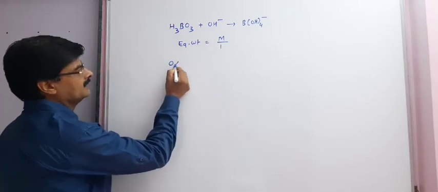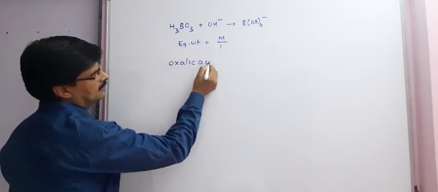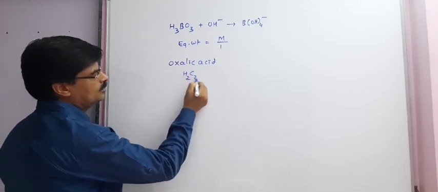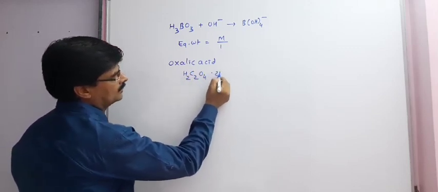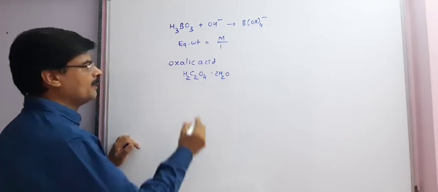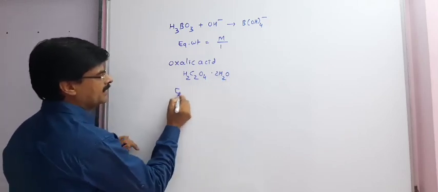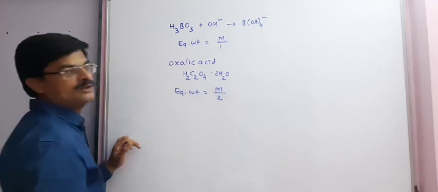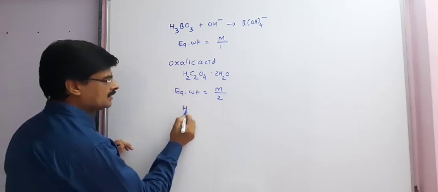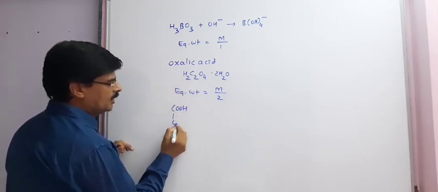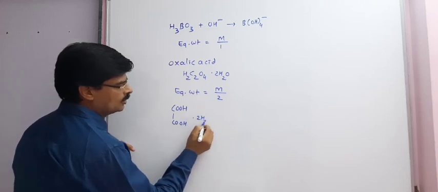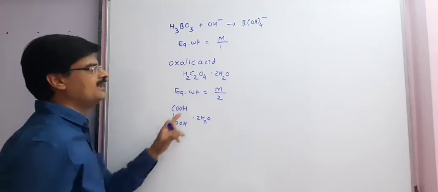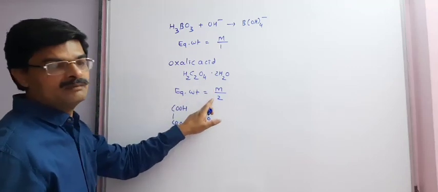Now for oxalic acid. The formula of hydrated oxalic acid is H2C2O4·2H2O. Therefore, to obtain its equivalent weight, its molar mass is divided by 2, because when we draw the structure, it is COOH, COOH, 2H2O. It means these two hydrogens are replaceable, and that is why equivalent weight is equal to molar mass divided by 2.